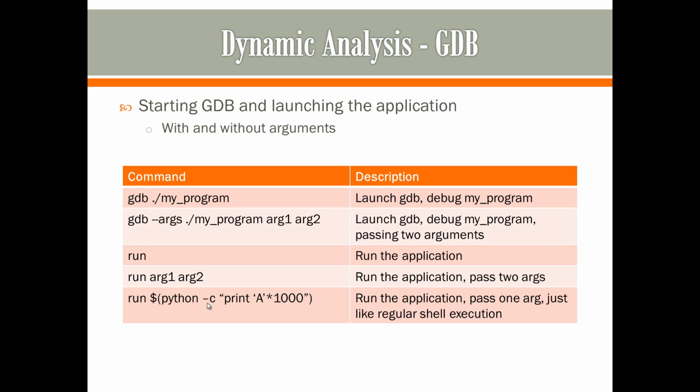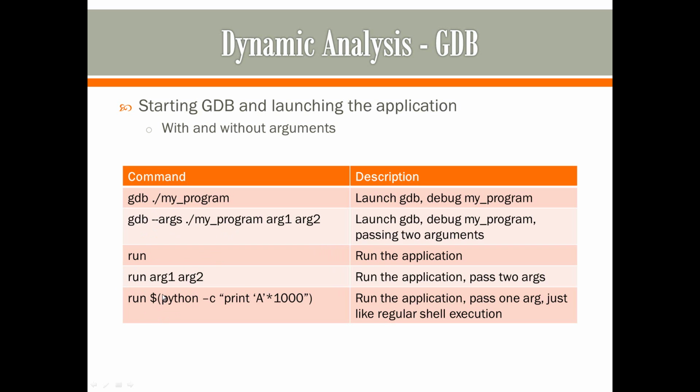First things first, you have to launch the program using GDB, or attach to it, whichever way. So gdb ./myprogram is going to launch GDB and start debugging the program. If you want to pass arguments to the program, you can use the --args flag: gdb --args myprogram argument1 argument2. Within GDB, run will run the program, and if you want to pass arguments from inside GDB instead of on the command line, you can do run argument1 argument2, and so on.